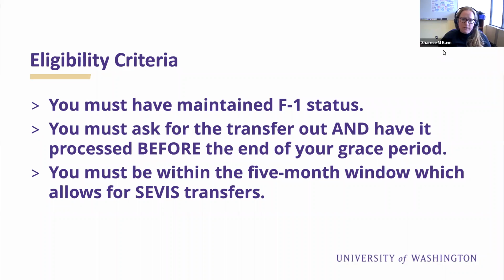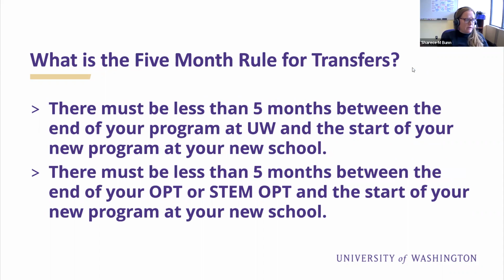The first thing I needed to share with you is eligibility criteria. In order to be eligible for a SEVIS transfer, you must have maintained your F1 status. That means basically that you've enrolled full-time for every quarter. If you're on OPT, that you haven't maxed out your unemployment days, and we'll go into that later. You must ask for the transfer out and have it processed before the end of your grace period. We cannot transfer completed records. You must be within the 5-month window, which allows for SEVIS transfers. So I'll talk right now about that 5-month window.